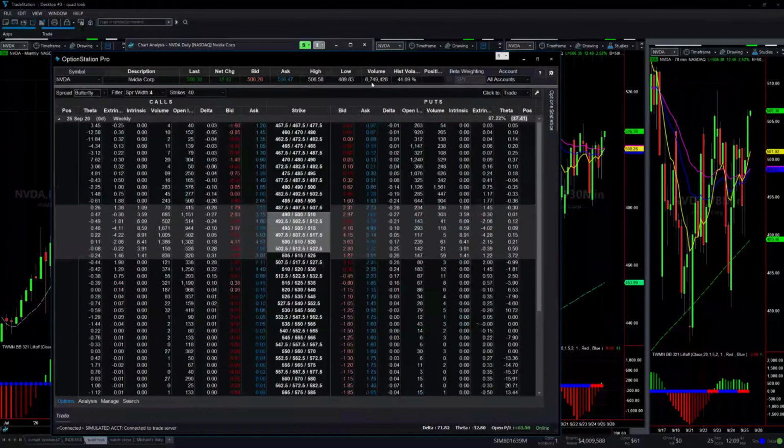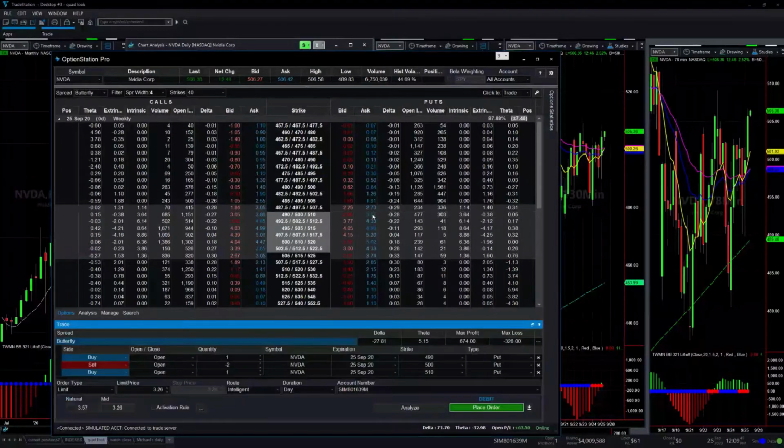You go over to the put side, buy, as if we were going to buy it. Let's find the 500 strike. It's right here. Buy it. But this is not the right strike. So let's fix the strike so that it's 495, 500, 505.